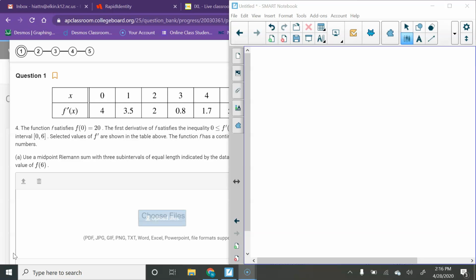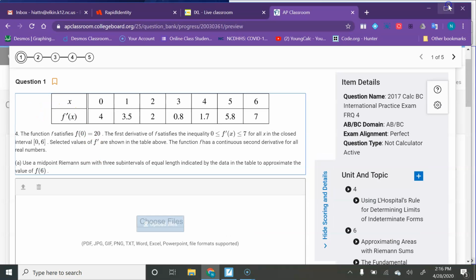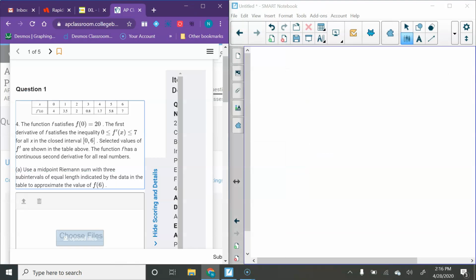So for this first one, for Part A, let me make this smaller so I can see it over here. Alright, so for this first one, for Part A, we are supposed to use a midpoint Riemann sum with 3 subintervals of equal length indicated by the data in the table to approximate the value of f of 6.